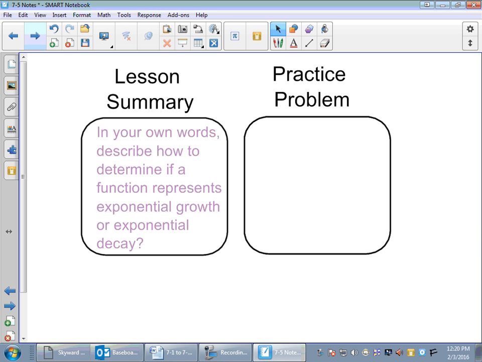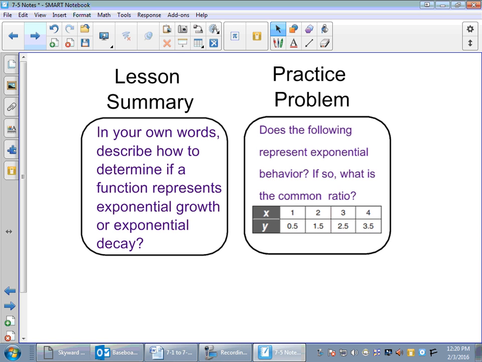All right, here is your lesson summary, and here's your practice problem. Good luck. I know it takes some time, and these were a little longer notes, but I think it'll be fine once we establish those patterns. Good luck.